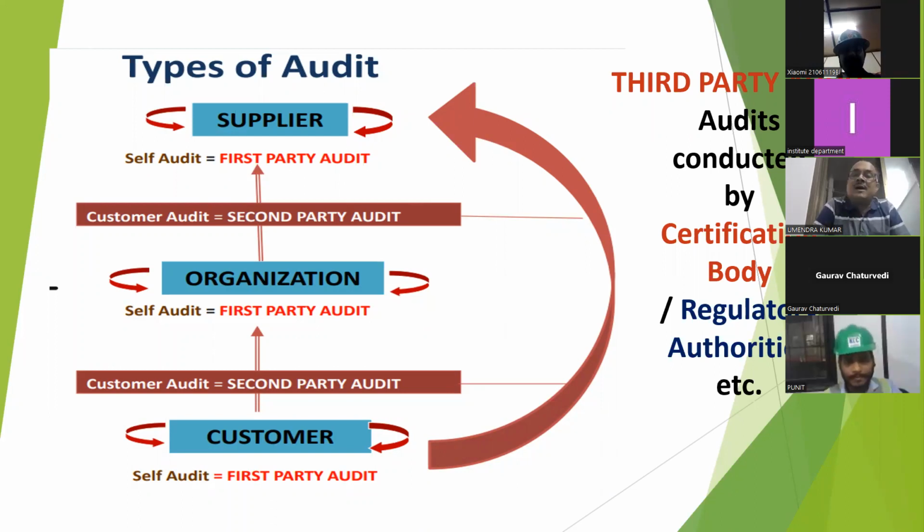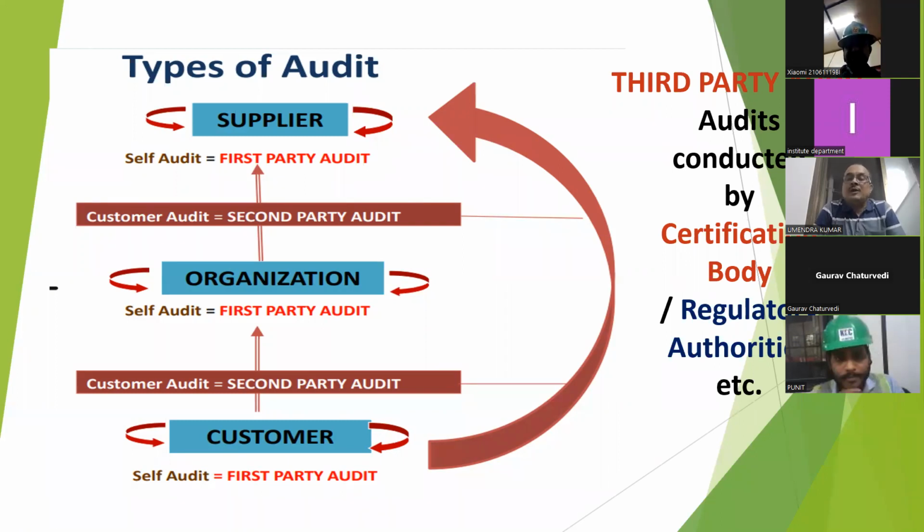And third party audit is when any certification body or government body, the third party, comes. They don't have any interest in our organization. They are simply coming, they don't purchase our product. But in second party, the vested interest is there. We have to purchase from that organization, so that's why we are doing the audit. For internal audit, we have an interest in our own organization.